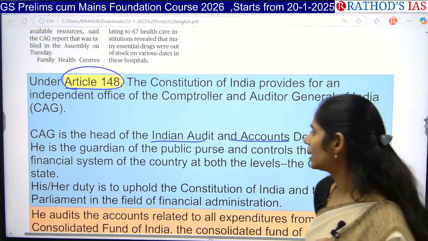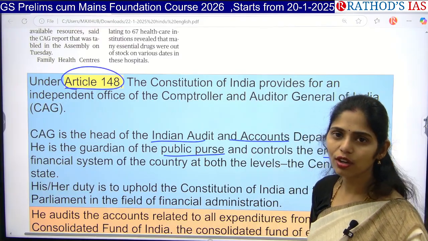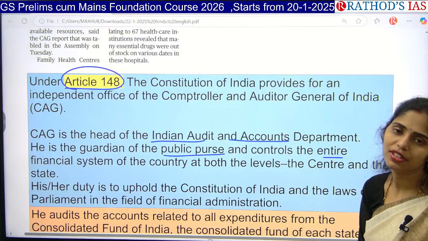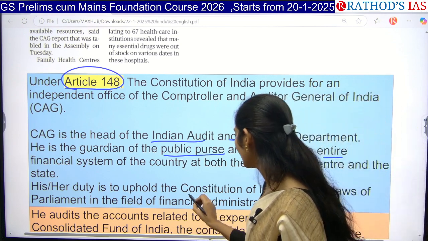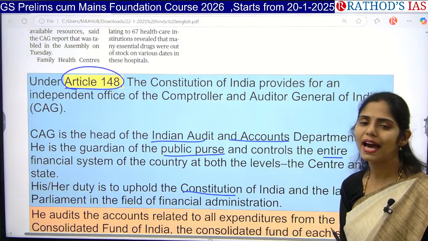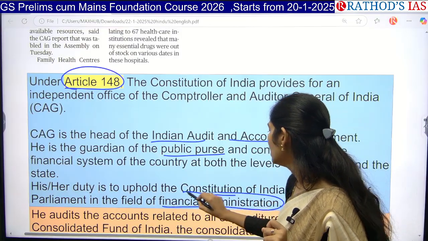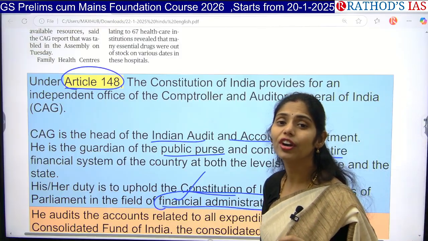The CAG is the guardian of the public purse, and the CAG controls the entire financial system of our country at both levels, the central level as well as the state level. The duty of the CAG is to uphold the Constitution of India as well as the laws of Parliament in the field of financial administration. It is entirely responsible for financial administration and doing audits.